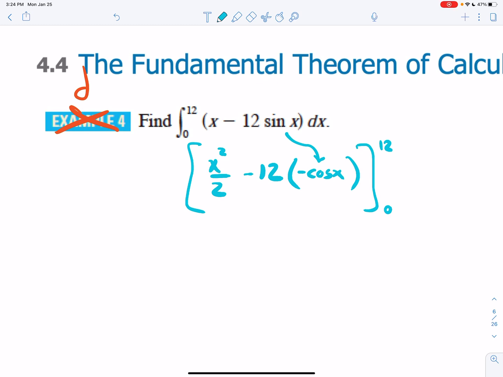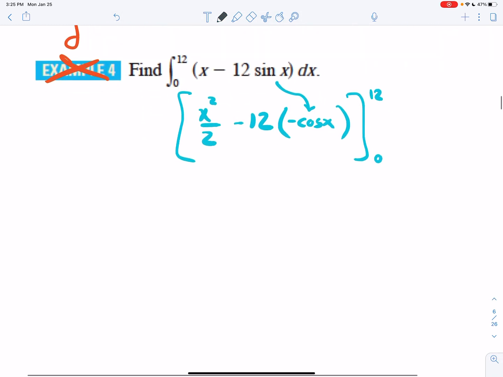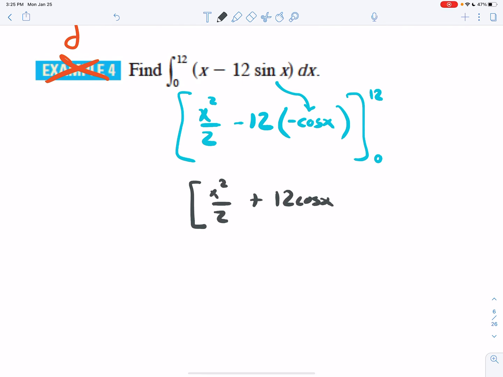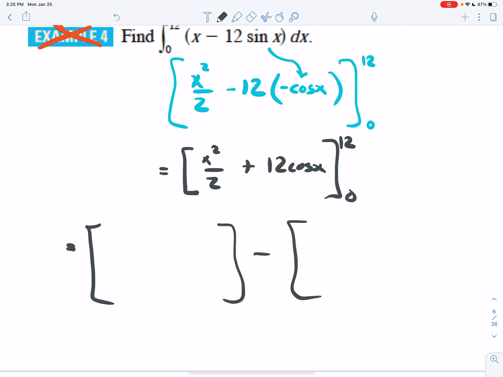Because if you take the derivative of negative cosine, you will get positive sine. So before I evaluate this, I'm going to take care of that negative there. That's really just x squared over 2 plus 12 cosine x. Okay. And then, just like before, you have an upper minus your lower. Make sure that you guys group it, because if you don't, your final answer is going to be mathematically inaccurate, okay?